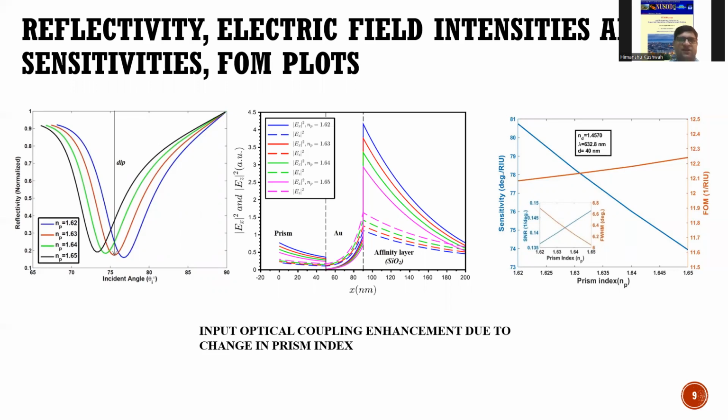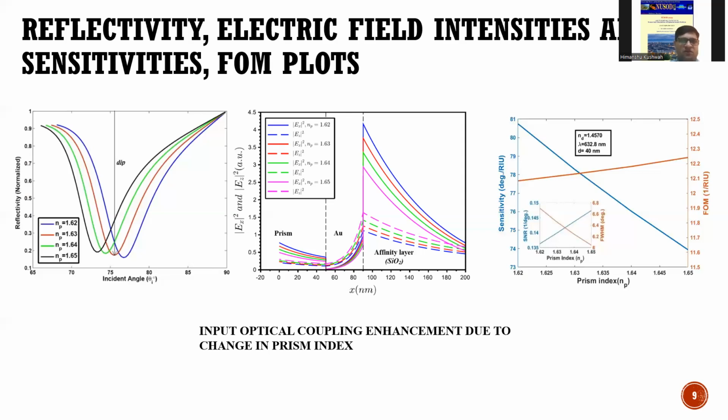The height of the black arrow in the first figure gives a measure of the reflectivity dip. The inset figure shows the variation of the resonance angle versus NP. The second figure shows the plots of transverse and longitudinal electric field intensities EX square and EZ square in the three regions, prism, gold, and affinity layer, at 4 values of prism index. The continuity of the longitudinal component EZ square at the two metal dielectric interfaces can be seen from these plots, whereas the transverse component EX square does not show any continuity at the two interfaces.